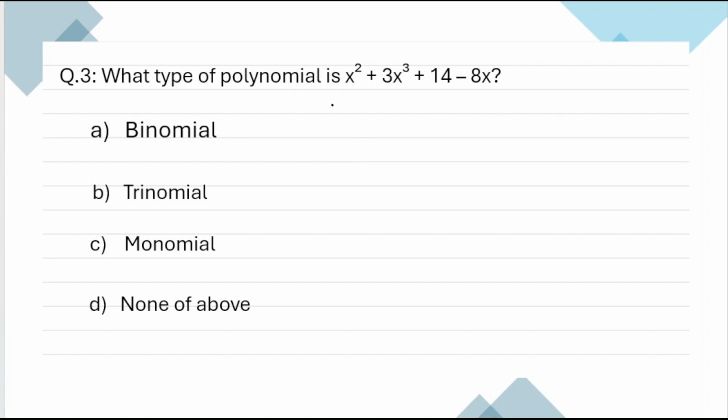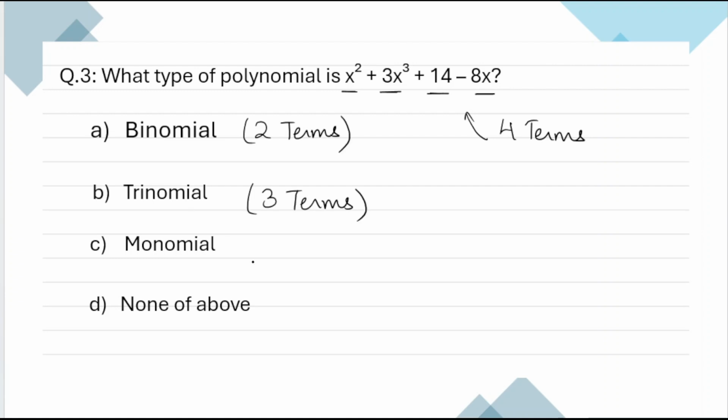What type of polynomial is x square plus 3x cube plus 14 minus 8x? To see what kind of polynomial this is, I need to count the number of terms. So I have first term, second term, third term, fourth term. So this polynomial consists of 4 terms. So is it a binomial? No. Binomial means how many terms? 2 terms. Trinomial, 3 terms. Monomial, just 1 term, or none of the above. So our correct option is D, none of the above.